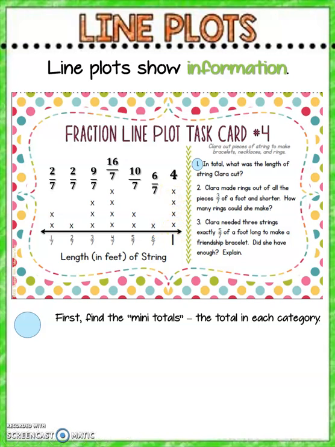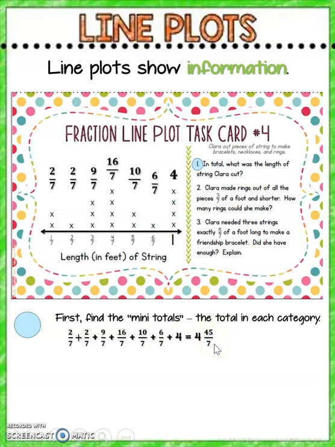Now that I know my mini totals, I can combine or add all of those pieces together. So I'm going to add 2/7 plus 2/7 plus 9/7 plus 16/7 plus 10/7 plus 6/7, and finally plus 4. So if I bring that whole number over, I know I'm at least starting with 4 full feet of string, and then adding together all of these mini totals gets me a fraction 45/7.